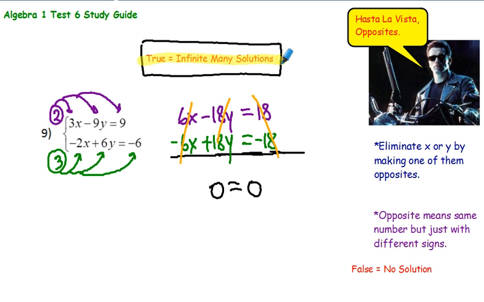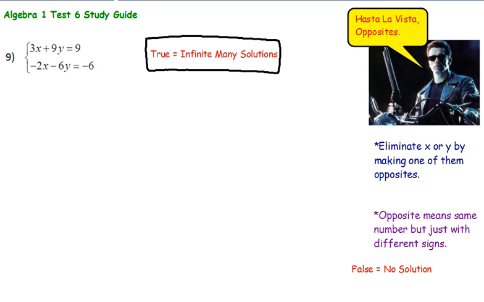And once you've paused and you've got number 9 on the right, let's see what you should have got. You should have got another situation of infinite many solutions. So when you multiplied, you should have got 0 equals 0.